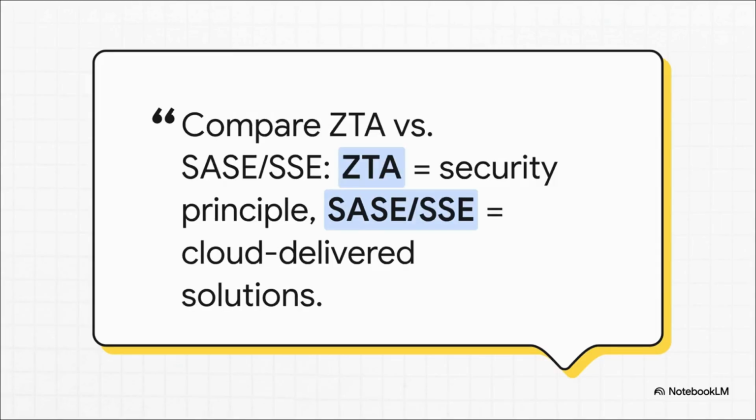Number 2, you need to watch out for this because it's a super common point of confusion and the exam loves to test it. ZTA, Zero Trust Architecture. That's the philosophy. Never trust, always verify. SASE and SSE, on the other hand, those are the products, the solutions you buy to make that philosophy a reality. So remember, one is the what, the others are the how.